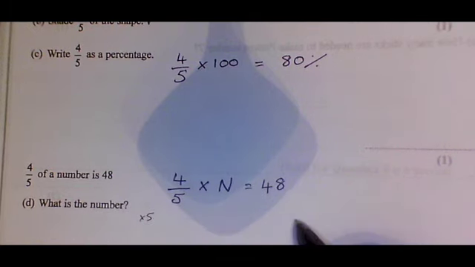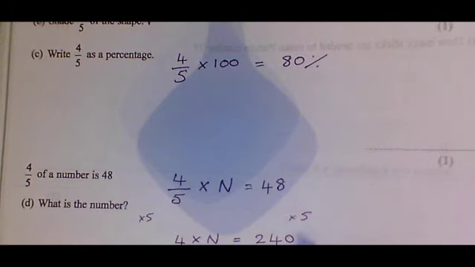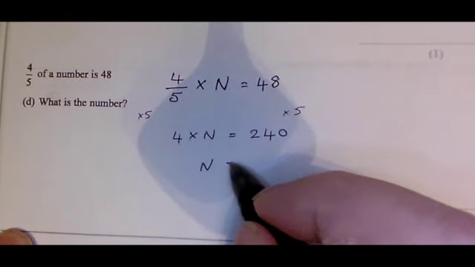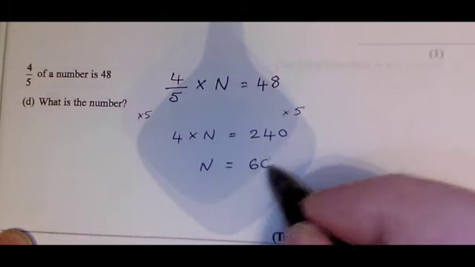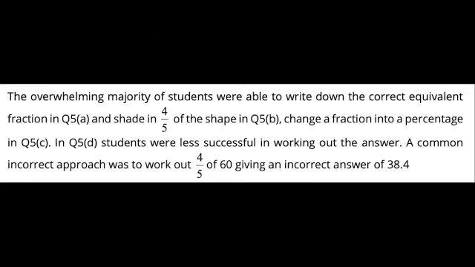If I times both sides by 5, I'm going to get 4 times by n equals 240. And now, of course, if I divide both sides by 4, I can find n by itself. So n is going to equal 240 divided by 4, which is 60. So the original number was 60. And 4/5 of 60 is 48.